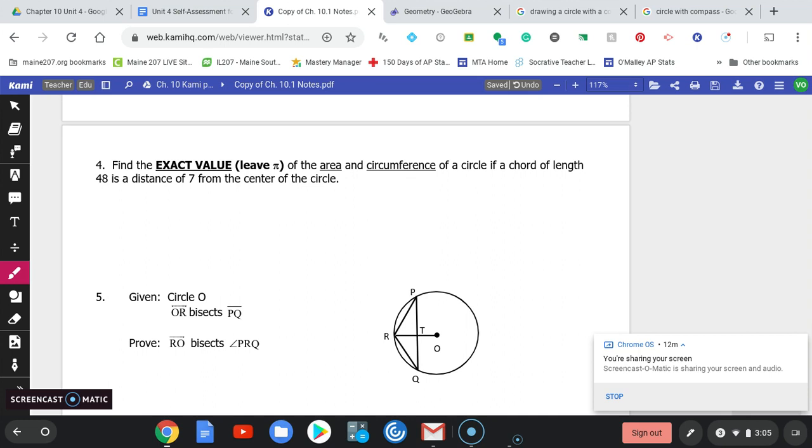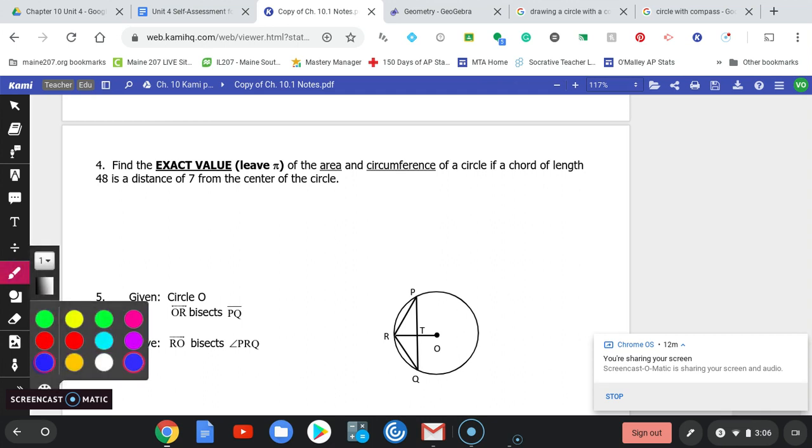Okay, then the last problem that we have to do is going to be the area and circumference review. So we want to find the exact value. And when it says exact value, we want to leave pi as part of our answer, because pi, as you know, is an irrational number. It goes on forever. And the minute you stop writing down the decimals, it's no longer exact. So we want to make sure we leave pi as part of our answer if I ask you for an exact value. We're going to find the area of a circle if a chord of length 48 is a distance of 7 from the center of the circle.